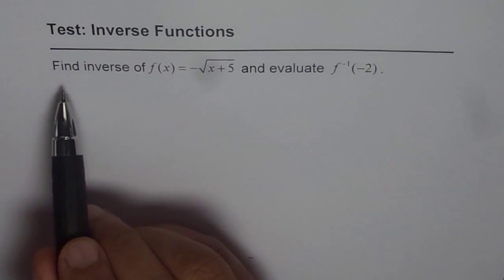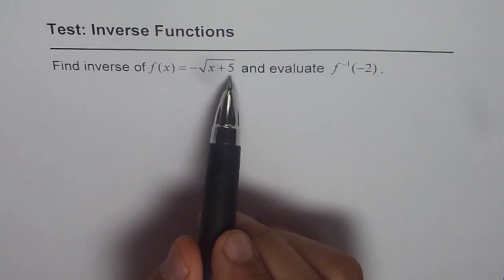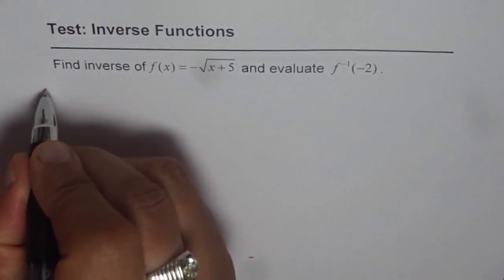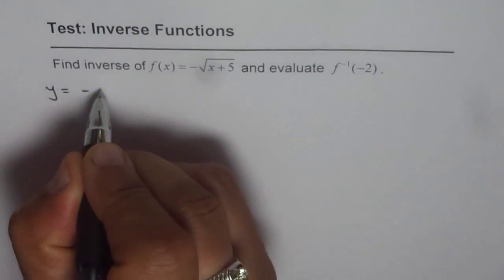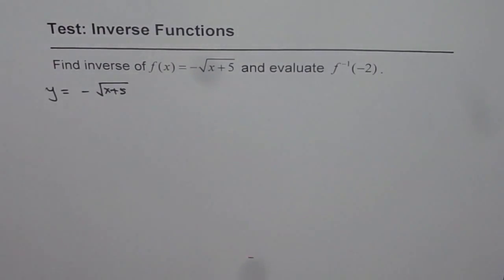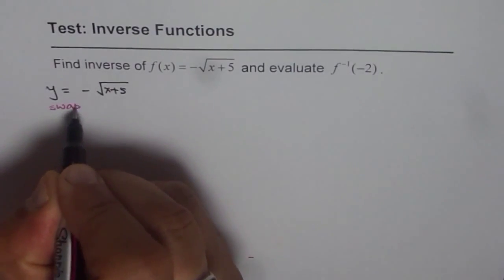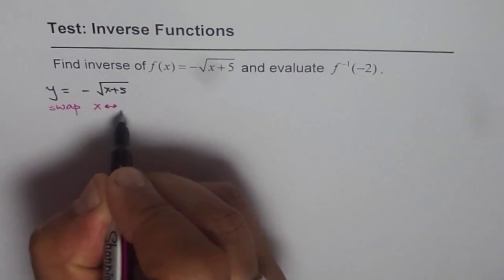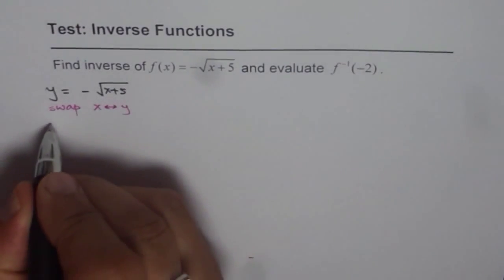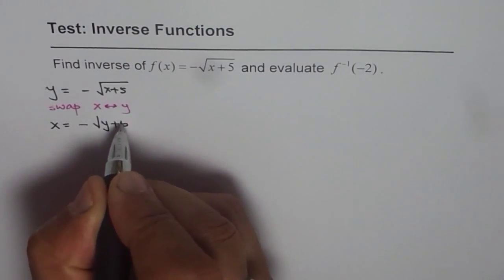Now when we say find the inverse of f of x equals minus square root of x plus 5, to find the inverse, what should we do? We can write this function in the form y equals minus square root of x plus 5, and then the first stage is to swap x and y. If we swap x and y, we get x equals minus square root of y plus 5.